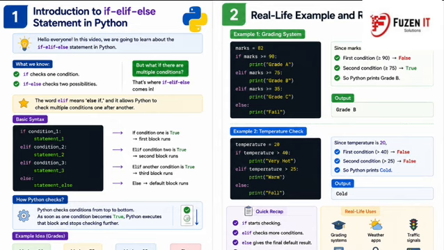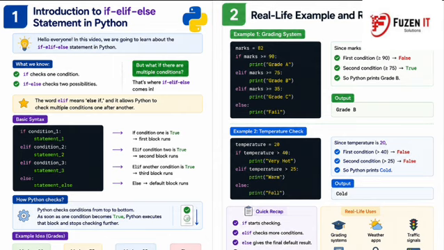For example, if marks are above 90, grade A, elif marks are above 75, grade B, elif marks are above 35, grade C, else fail. This makes the program smarter because Python can handle many choices. And now slide 2, real life example and recap.